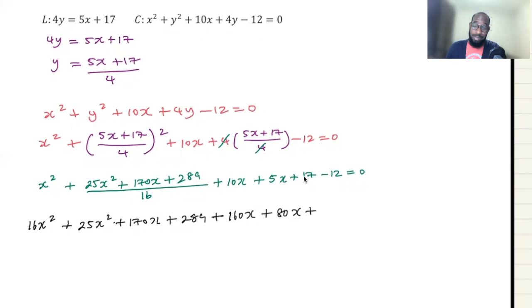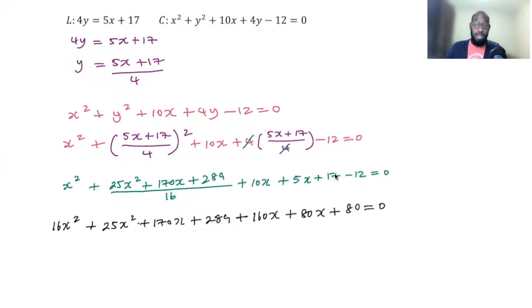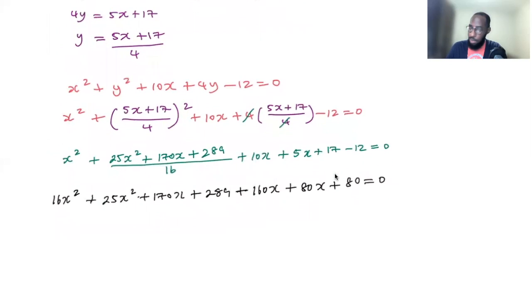In this case, rather than go the long road, I'll say 17 minus 12 is 5, and multiply that by 16, you get 80, and that is equal to 0. Showing too much working is not necessarily a good thing sometimes. It opens you up to making some errors. Let's continue.